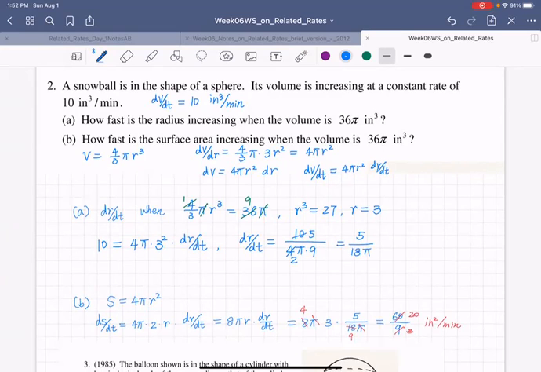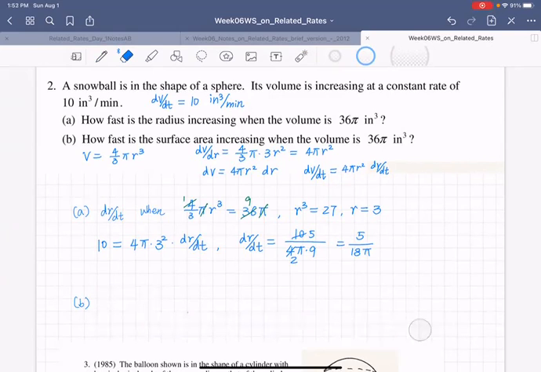Correct. Now the second part. Second part is a little bit tricky. Please read the question. How fast is the surface area increasing when the volume is 36 pi inch cubed? So surface area is 4 pi r squared.